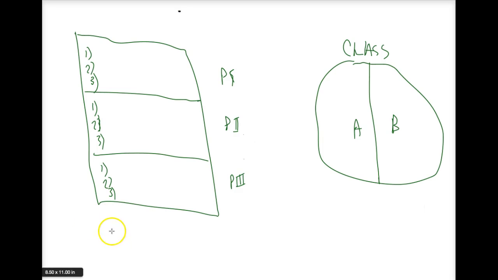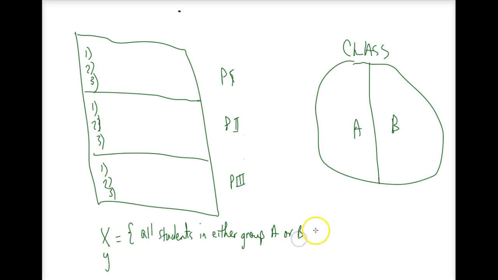I'm going to define 2 sets here. We're going to have a set X and a set Y. My set X is going to be the set of all, well, let me change that right quick, all students in either group A or B that answered question 3, part 2. Okay?